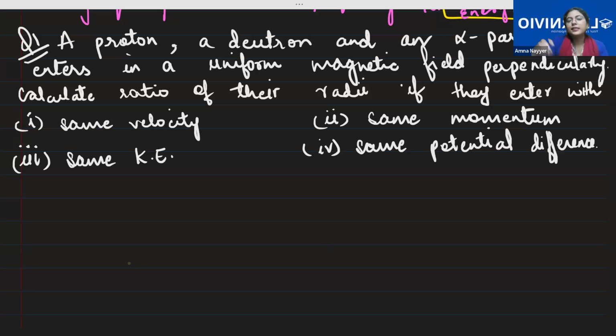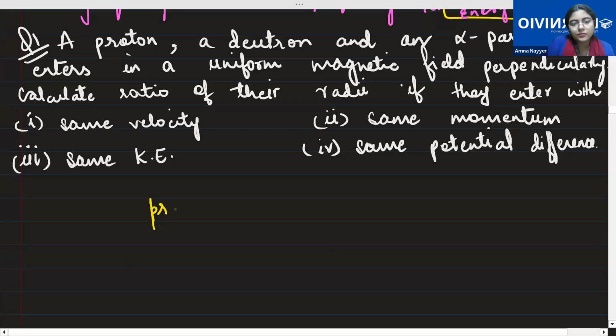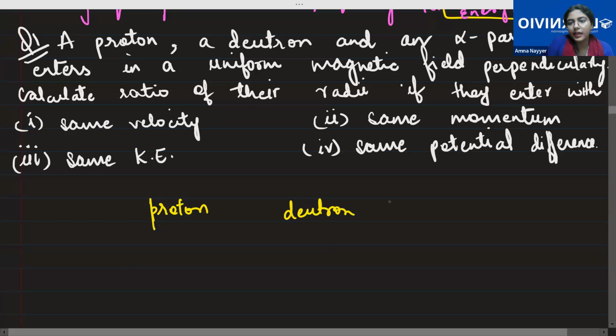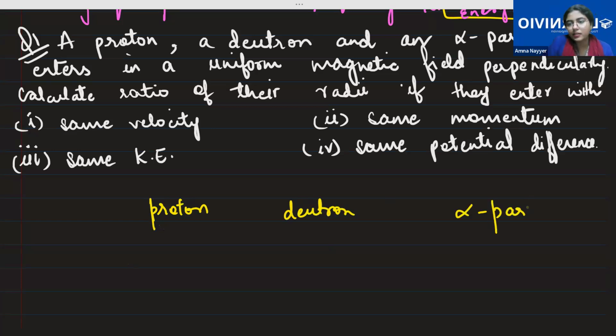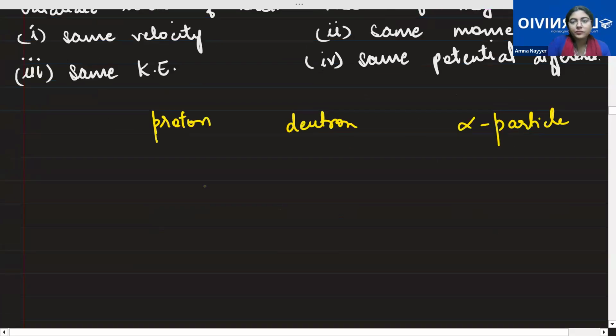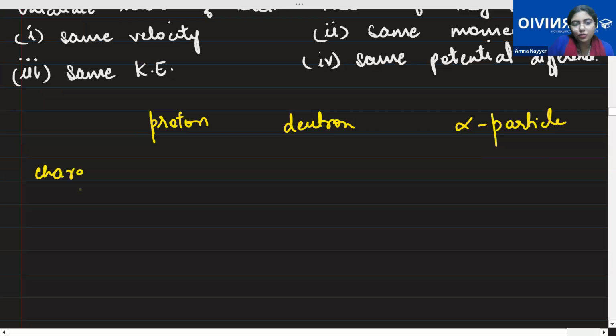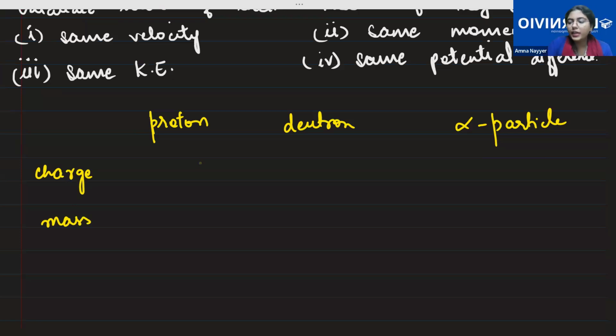So see here, these questions come where you have to know a little bit of relationship about the proton, neutron, deuteron, and alpha particle. Now see, you should know two things here. You should know the charge and you should know the mass, because we will be calculating the charge by mass ratio.